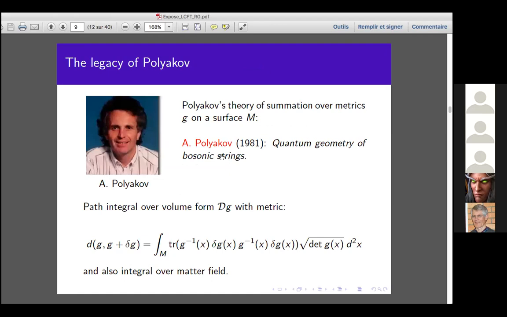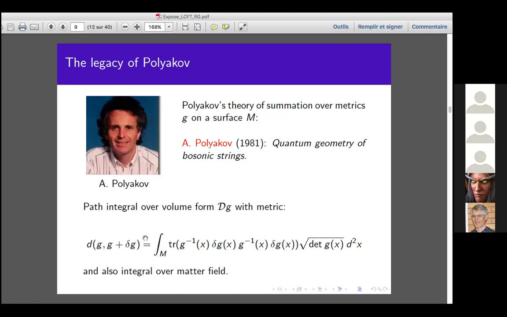So in '81, Polyakov introduced his famous path integral approach to bosonic string theory. Essentially, he put a metric on the space of metrics on a surface. This distance, I think it's called the DeWitt metric in mathematics. It's kind of the most obvious L2 metric you're going to put on the space of metrics.